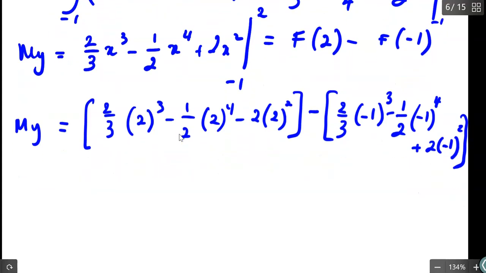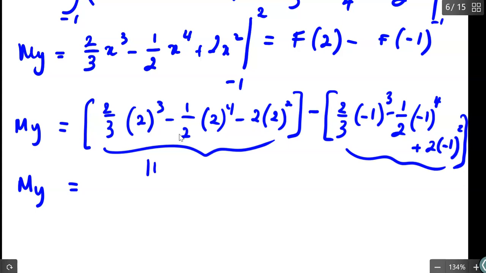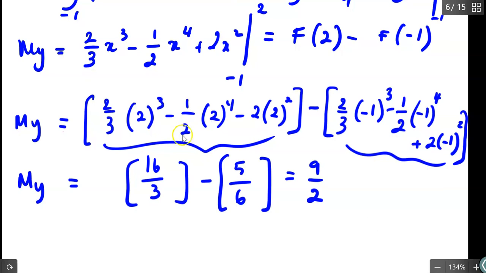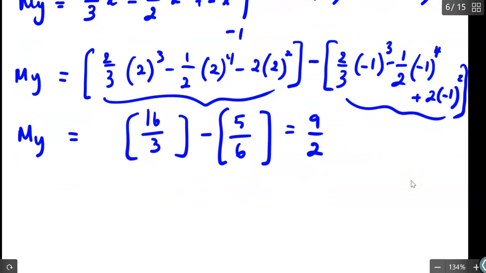Okay, so I will do a quick calculation here. I will let you do all of that. I should have 16 over 3, subtract 5 over 6. So that will give me 9 over 2. Okay, negative 1 cubed, minus a half, negative 1 to the exponent 4. So this should be a positive value. Okay, so I think everyone can figure that out.